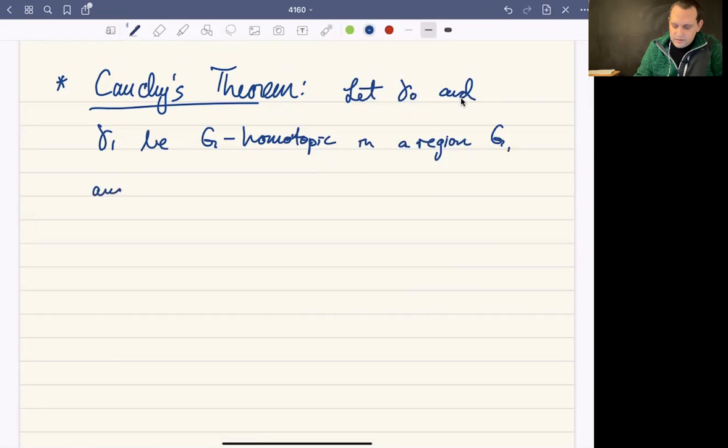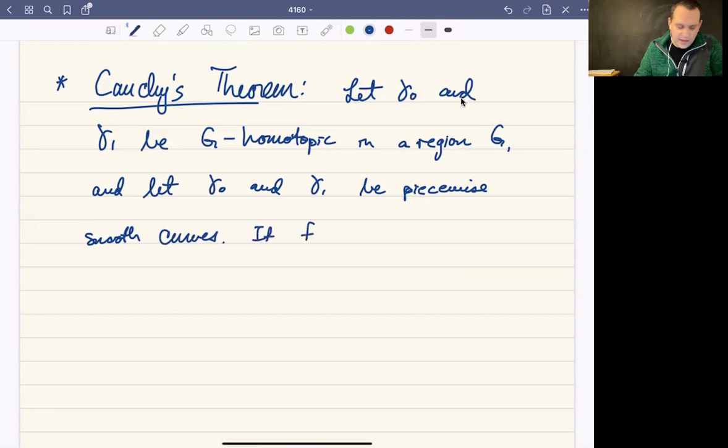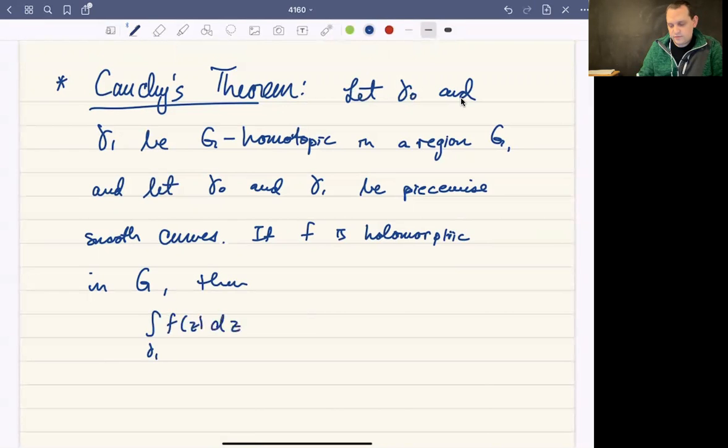And let gamma naught and gamma 1 be piecewise smooth. So they're going to be piecewise smooth curves. If f is holomorphic in G, then the integral over gamma 1 is going to be the same as the integral over gamma 2.